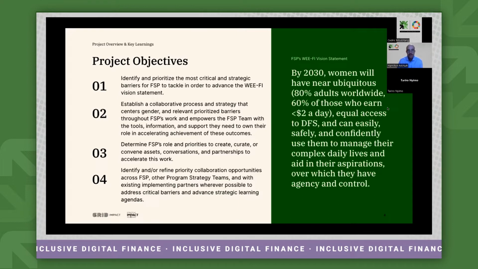A part of our work really has been to help ensure that the Financial Services for the Poor team at the Gates Foundation is focusing on and addressing the right barriers in the particular context they're working in to achieve the team's 2030 vision statement and strategic goals, which the vision statement is on the right. By 2030, women have near ubiquitous and equal access to DFS and can easily, safely, and confidently use them to manage their complex daily lives and aid in their aspirations over which they have agency and control. So these are the primary objectives of our work with the Gates Foundation.